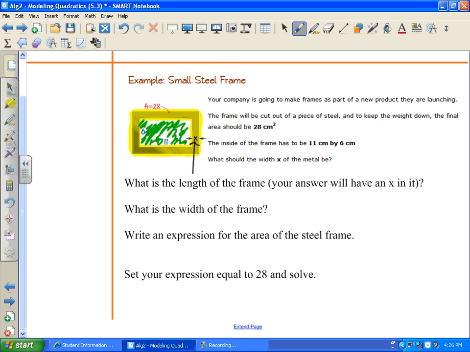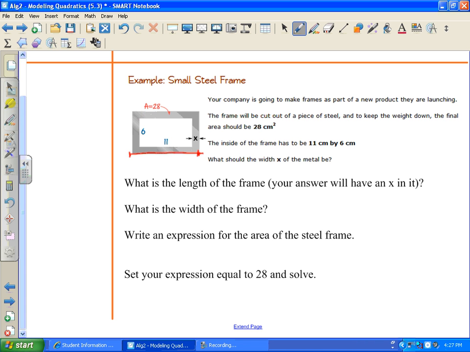Okay, hopefully you paused the video. Now we're going to move on with the rest of the problem. First part: what is the length of the frame? The length of the frame. That's asking me, how long is it from here to here? What is the length of that frame?